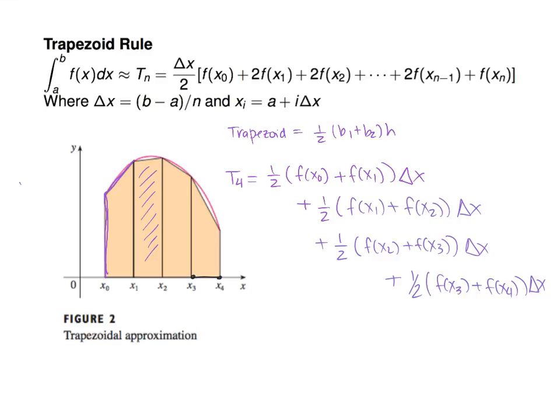So is there any obvious greatest common factor? 1/2 and delta x. So in this case, T4 is delta x over 2. And then think about the stuff left behind. How many f of x naughts are there? 1. How many f of x 1s? 2. How many f of x 2s? 2. How many f of x 3s? 2. And how many f of x 4s?